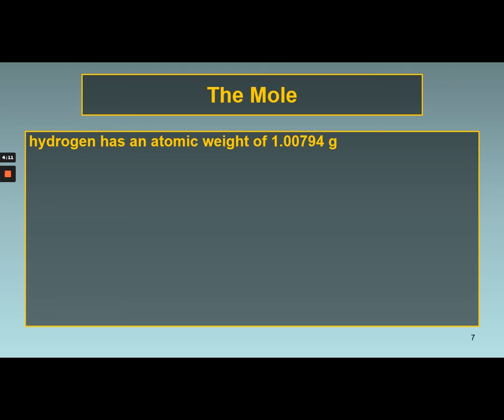All right, so hydrogen has an atomic weight of 1.00794 grams. Therefore, based on this concept of the mole, we can say that 1 mole of hydrogen has a mass of 1.00794 grams. We can also say, based on Avogadro's number, that 1 mole of hydrogen has 6.022 times 10 to the 23 hydrogen atoms in it.